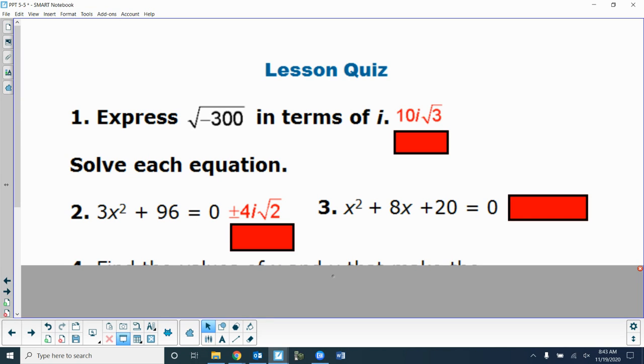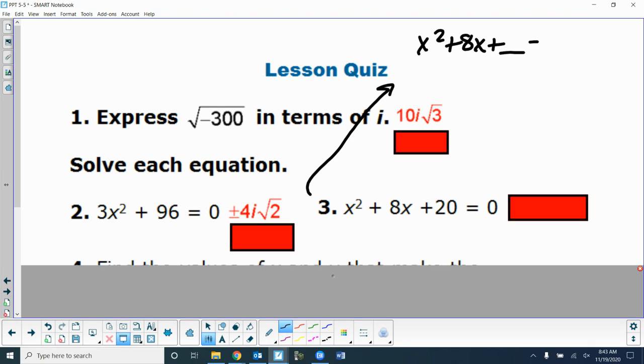Okay, what about number 3, Grant? I didn't finish it. How'd you start? I subtracted 20. Good. So you had to complete the square, right? Yeah, and then I took the square root of both sides. Okay. So I'll go up here so we can see it. We've got x squared plus 8x plus blank equals negative 20 plus blank. So what goes into the blanks?